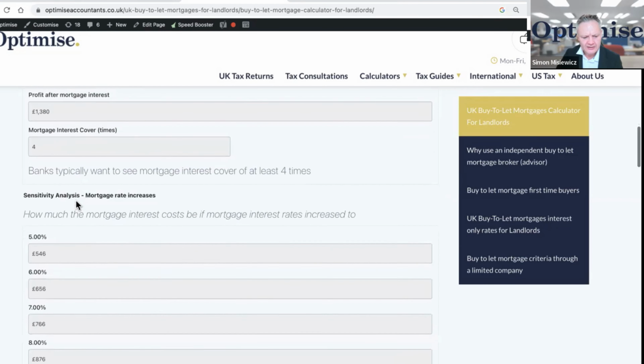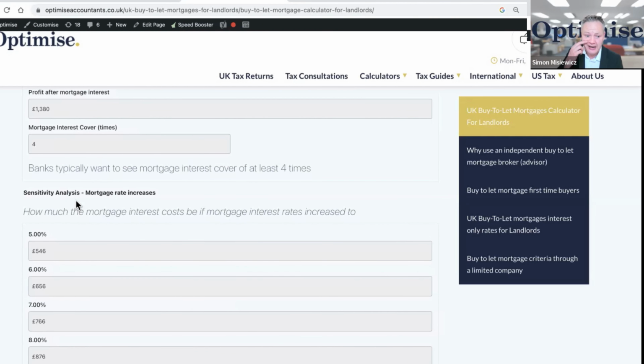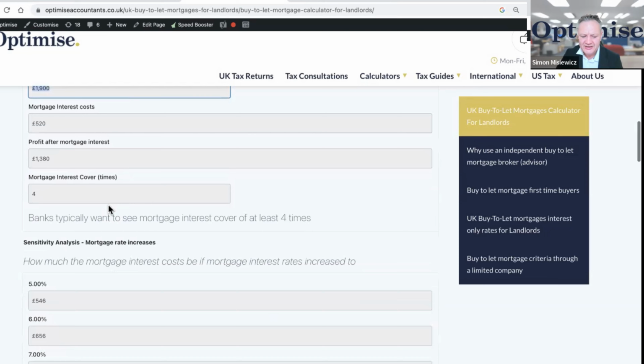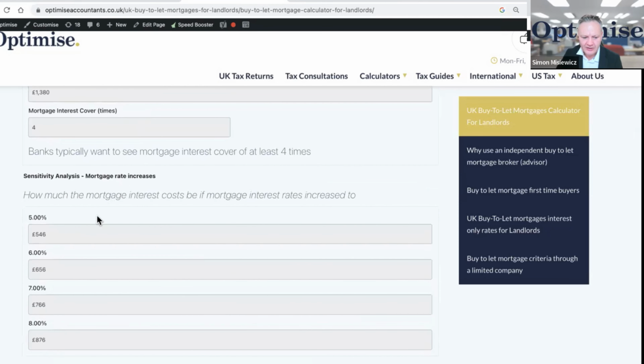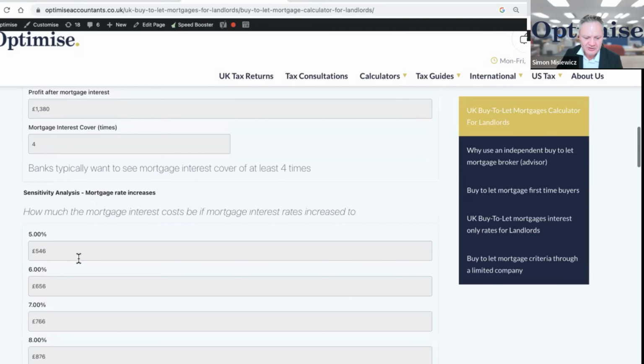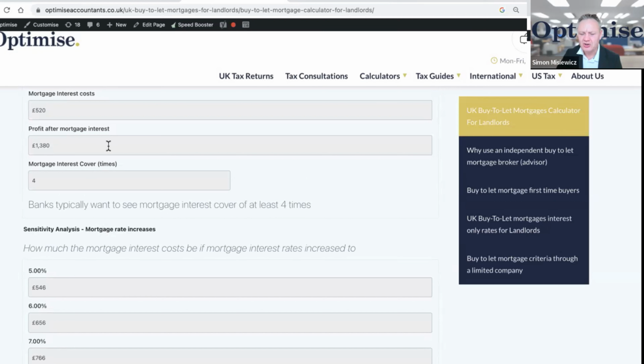Now, what if you're looking to refinance and you might have an interest rate of 4.75%? What if the interest rates go up higher? So imagine that the interest rates go up to 5%. Well, we know that we're paying monthly interest costs of 520. At 5%, it will go up to 5.6%. At 6% it goes up to 656, and then all the way to 8% of 876. And you can pretty much do your own mathematics here, but this is giving you a sensitivity analysis of how much more interest you will be paying if interest rates go up.